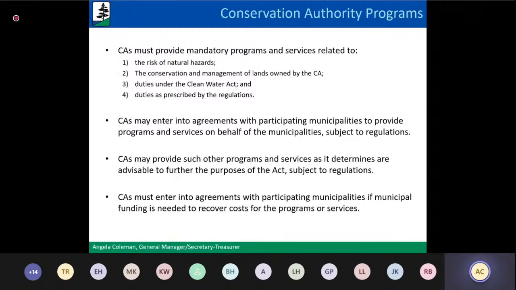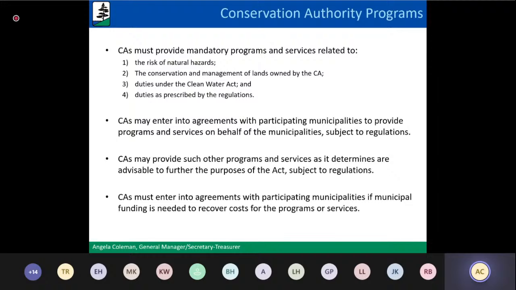Conservation authorities and lands owned by the Conservation Authority, duties under the Clean Water Act, as well as other programs that are prescribed by regulation. But conservation authorities, even under the new amendments, may still enter into agreements with participating municipalities and provide other programs and services as advisable for furthering the purposes of the Act. And that's, again, subject to regulation. So there's a lot of details that are still to be heard. But the final one here says that conservation authorities must enter into agreements with every participating municipality if municipal funding is needed to cover the costs of any program or services.